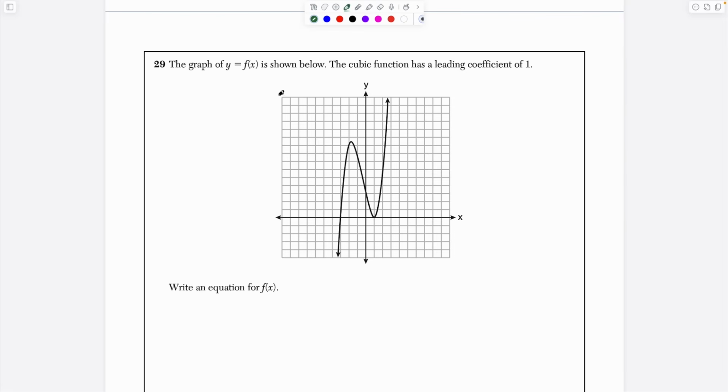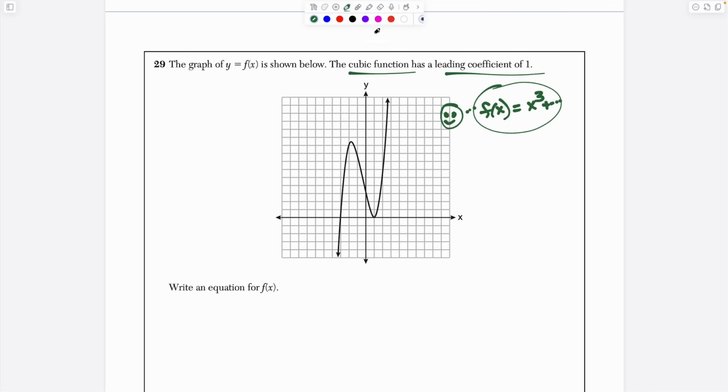The graph of y equals f of x is shown below. The cubic function has a leading coefficient of 1. Write an equation for f of x. So for this one, there's a few things we have to consider. For one, they told us that we have a cubic function here with a leading coefficient of 1. So my thought process right away for something like this is that this equation, whatever it is, is going to start off as f of x equals x to the third power, and then plus some other stuff after this. So we have a cubic function, which means the highest power is 3, and the leading coefficient is 1, which means we need a 1x to the third to start this thing.